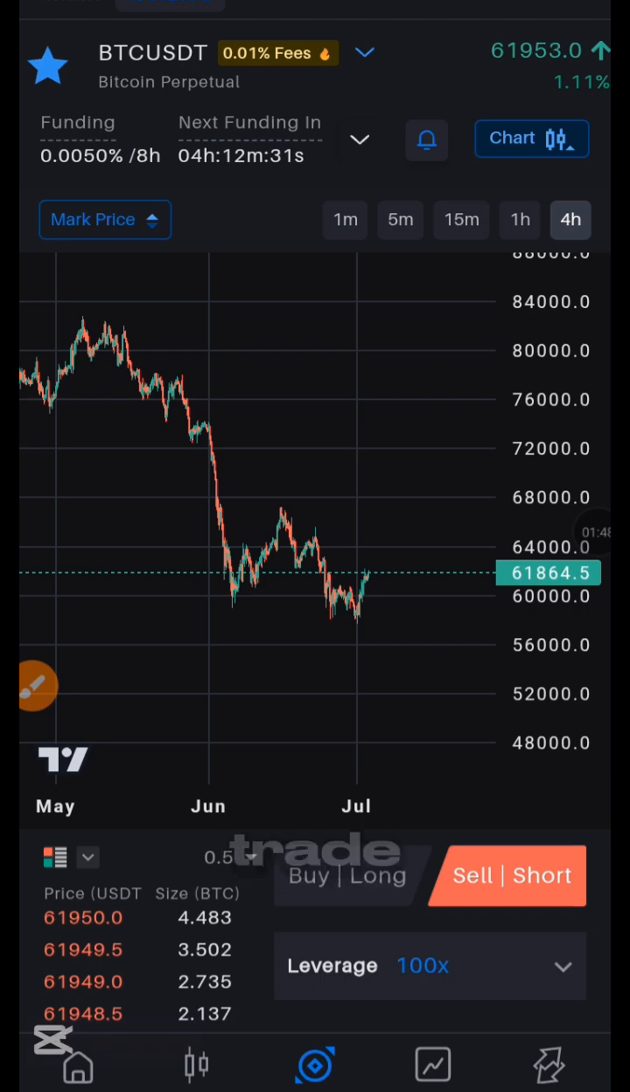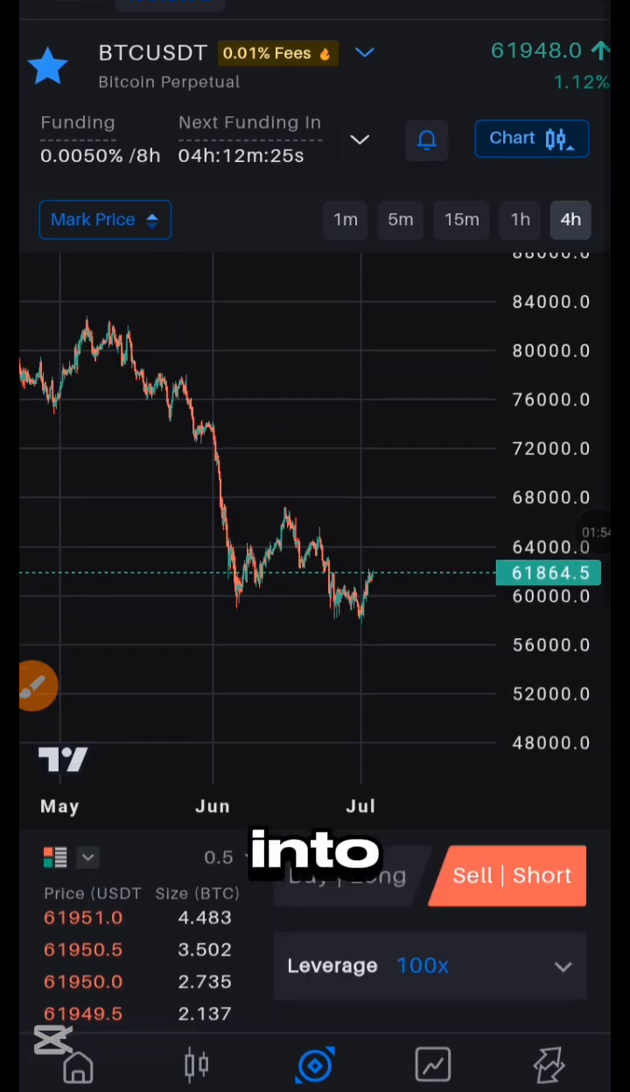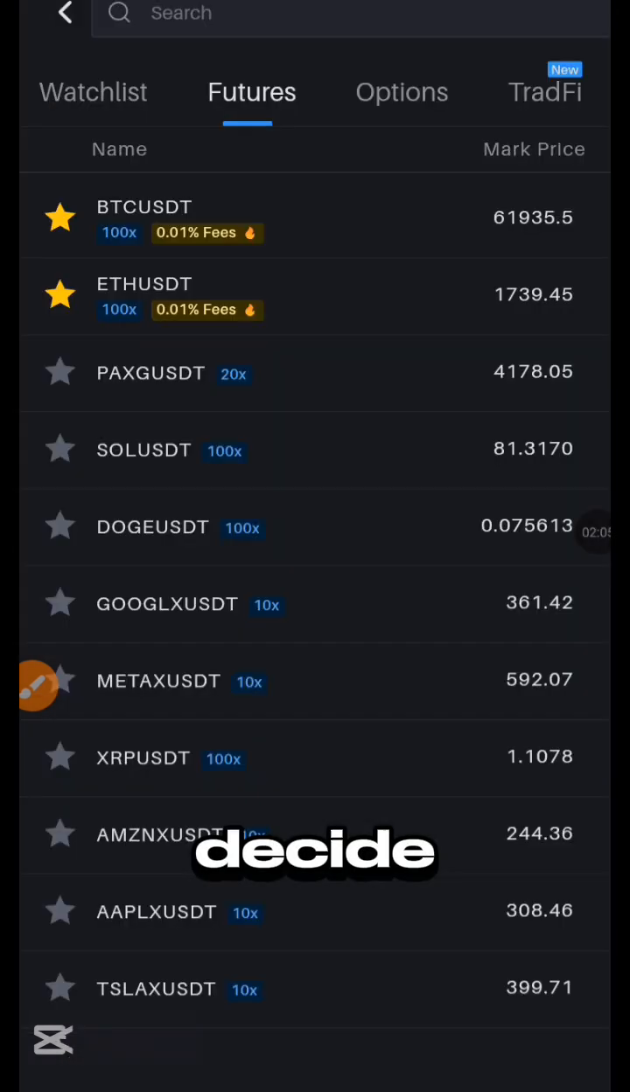Now, step 1, pick the coin you want to trade. Before placing any particular trade, you don't just come into your exchange right here and start trading randomly. No, you need to pick the coin you want to trade on. For example, this is Bitcoin. I'm trading on the Bitcoin market. I can decide to change it depending on my analysis.